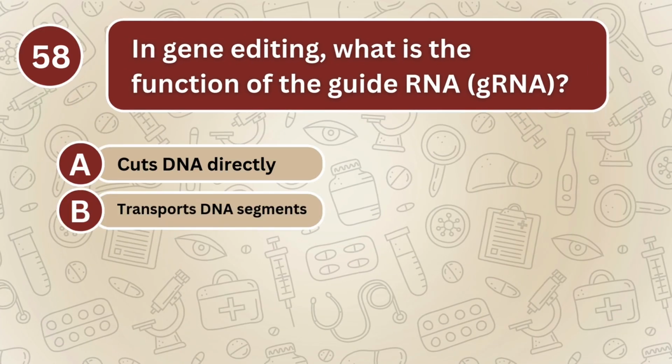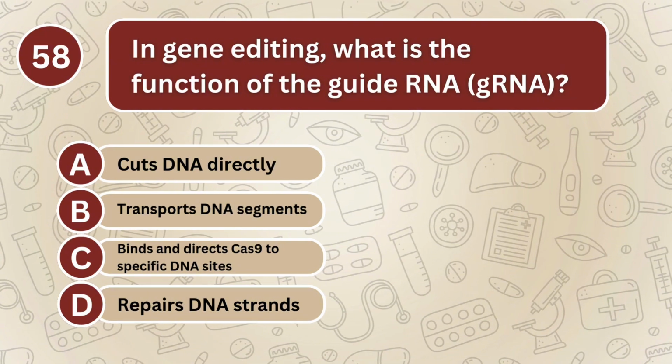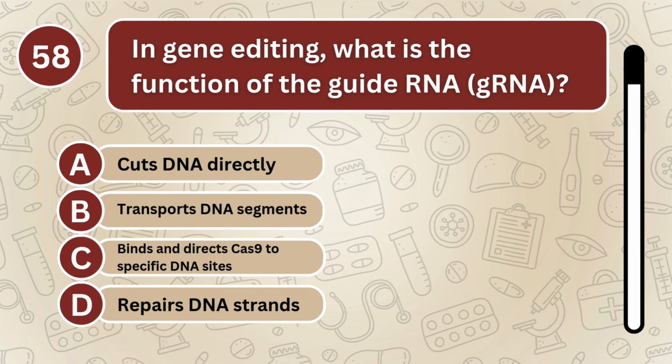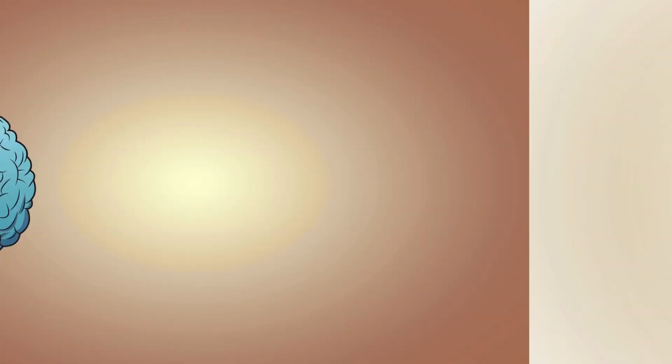In gene editing, what is the function of the guide RNA, or gRNA? Cuts DNA directly, transports DNA segments, binds and directs Cas9 to specific DNA sites, or repairs DNA strands? Correct answer is C. Binds and directs Cas9 to specific DNA sites.